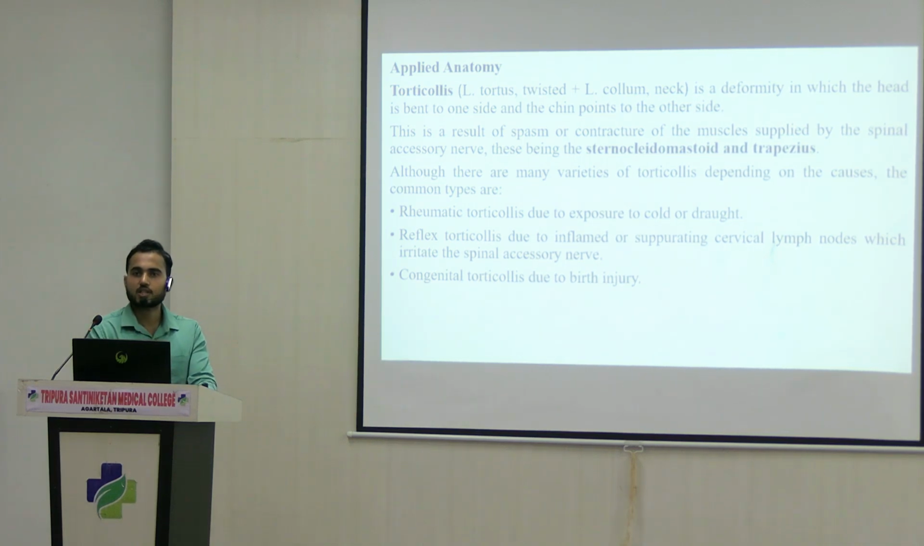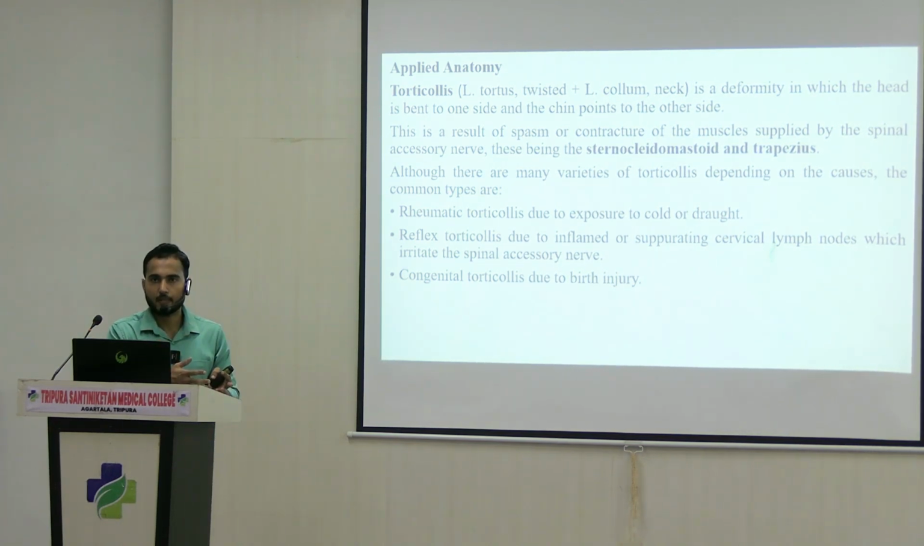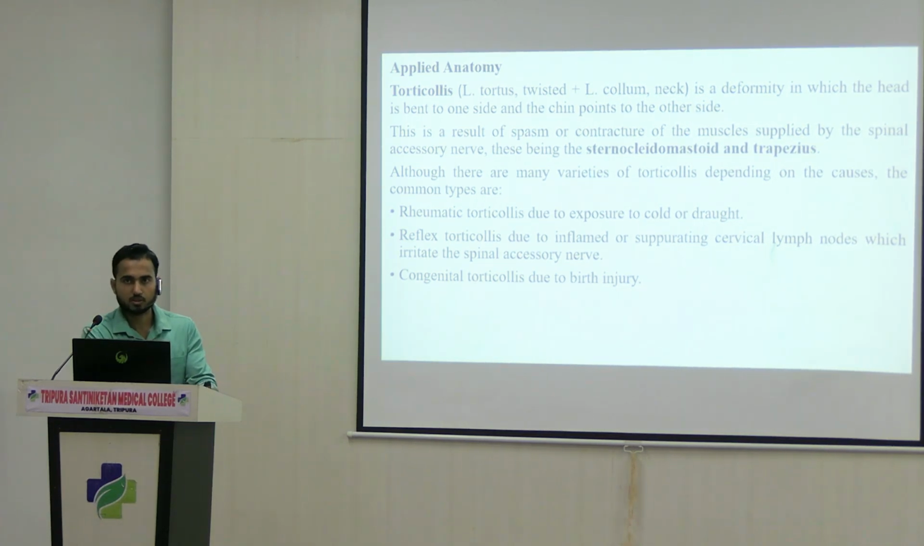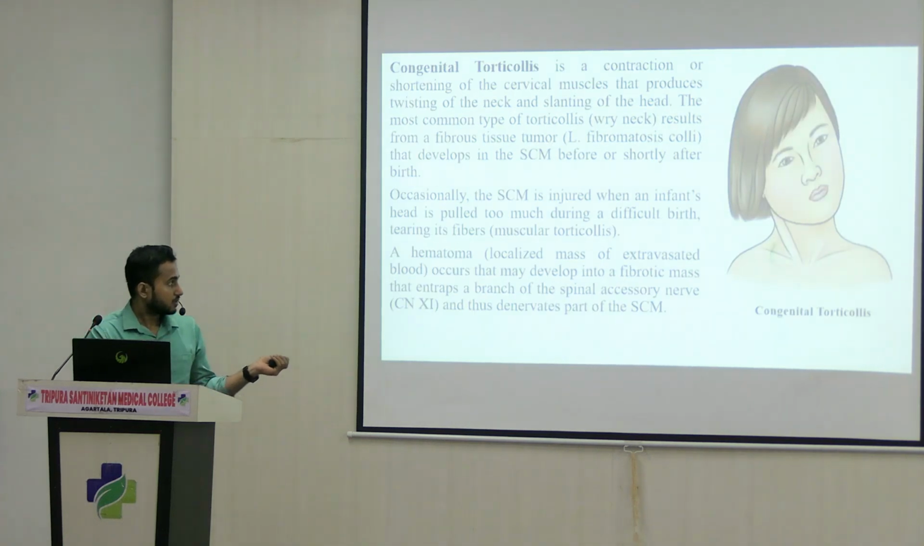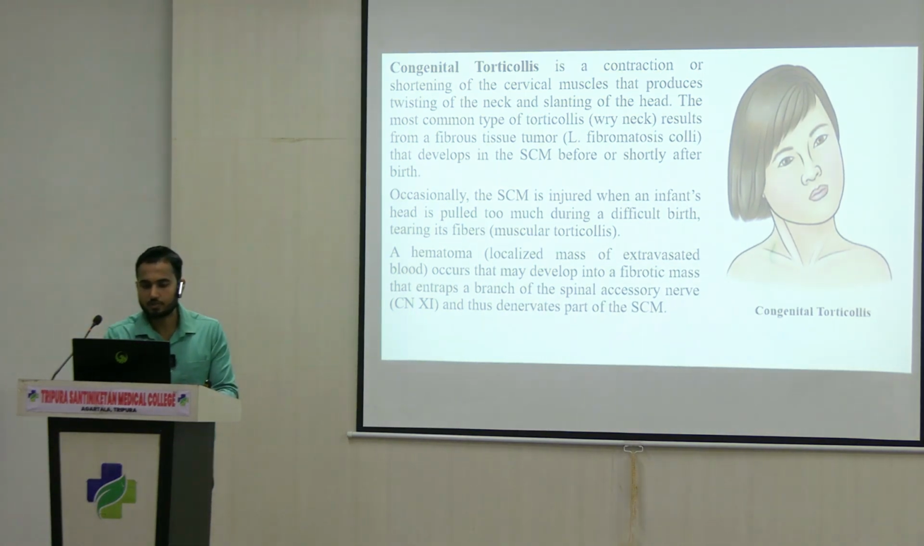Okay, whenever parturition is taking place, at that time, when the fetus is taken out, if force is applied, what will happen? There may be damage to the muscle fibers of the sternocleidomastoid muscle. That may also lead to torticollis, and that is referred to as congenital torticollis. So here you can see, congenital torticollis is a contraction or shortening of the cervical muscles that produces twisting of the neck and slanting of the head, as you can see in the diagram.